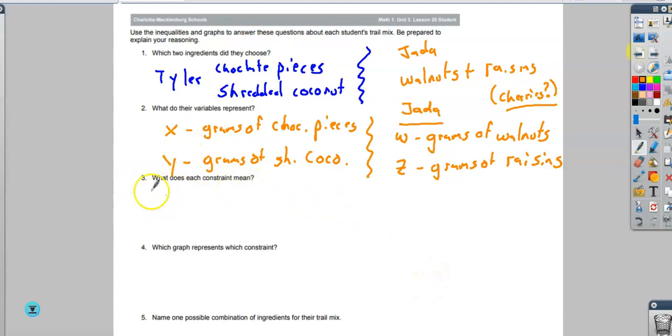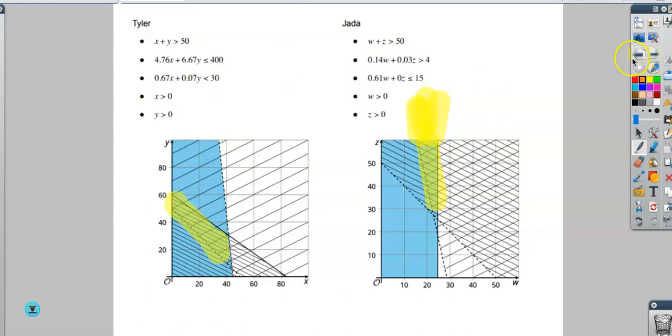All right, so when we're talking about constraints, we're talking about each equation. The constraint is the less than, greater than, right? So again, we have two different people we're talking about. On the Tyler side, the first constraint we already talked about is it's going to be more than 50 grams, right? We know that his trail mix is going to weigh more than 50 grams.